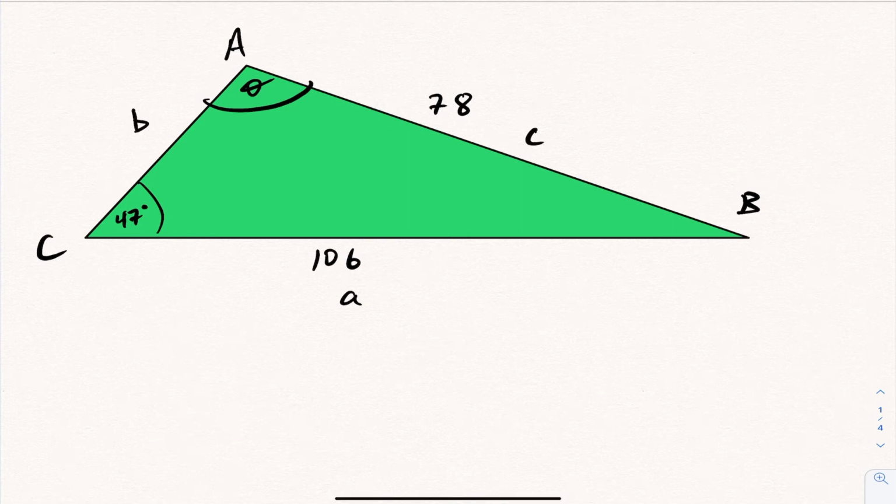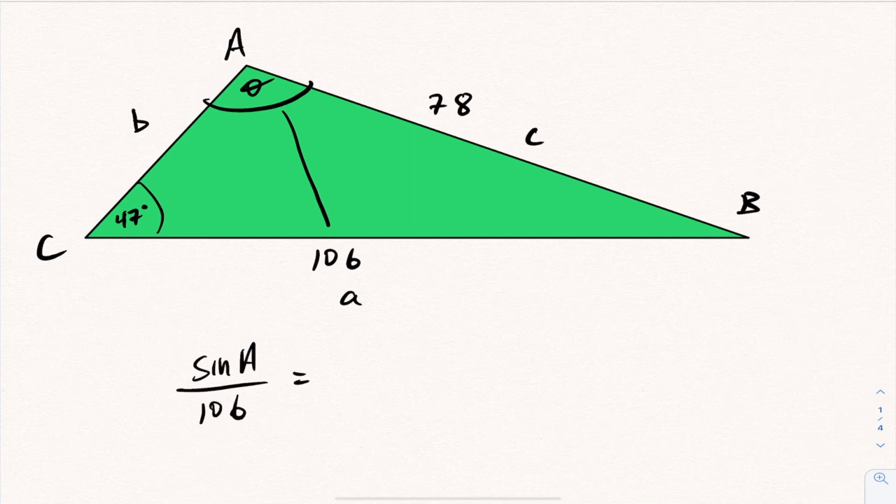And now in this case here, I want angle A, and I have this length here. So we're going to use these two values. So now I'm looking for the angle this time. So I'm going to go sine of A over 106 equals. Now I have to do sine of, I can either do sine of C or sine of B. I actually don't have angle B. So I'm going to have to go ahead and find angle C first. So it's going to be sine of 47 degrees over 78.